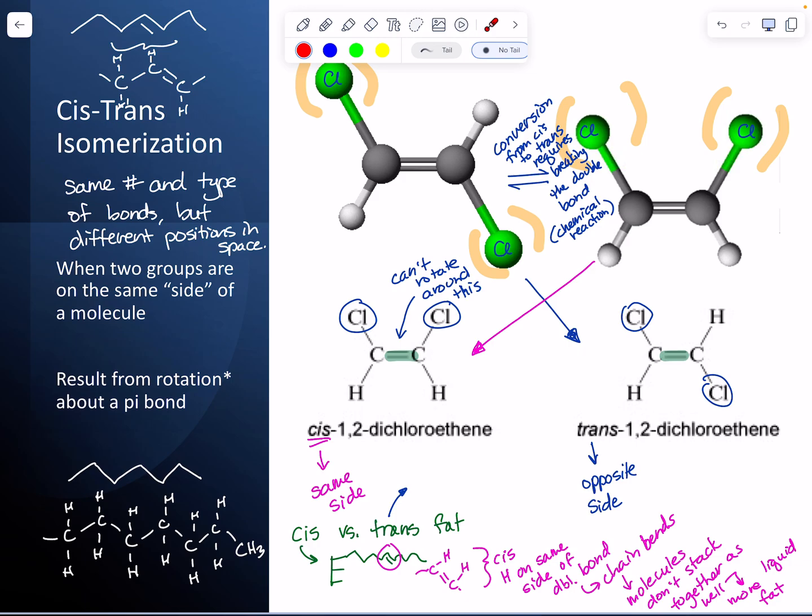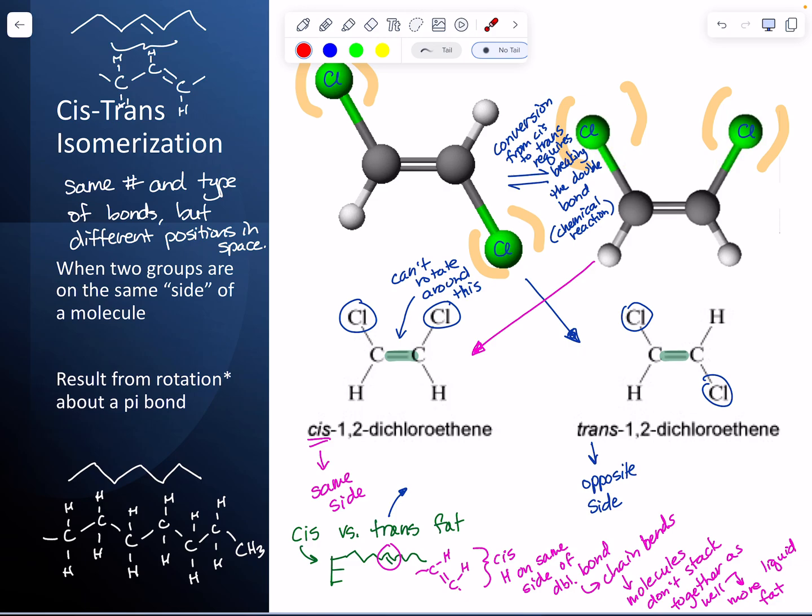Okay, trans fats typically don't occur much in nature, but when you hydrogenate your oils to make things like vegetable shortening or margarine, the process we use to do that creates a mixture of cis versus trans fats. So we get more trans fats produced that way.